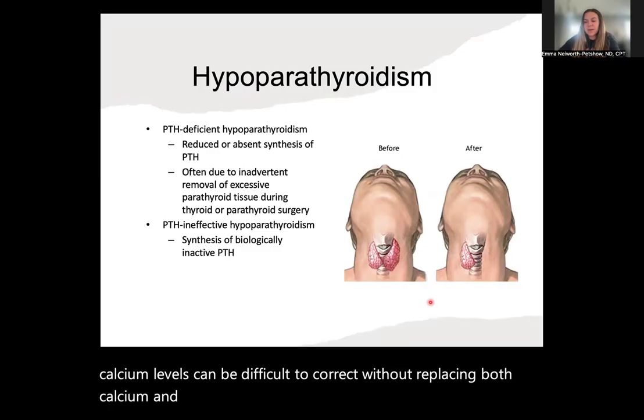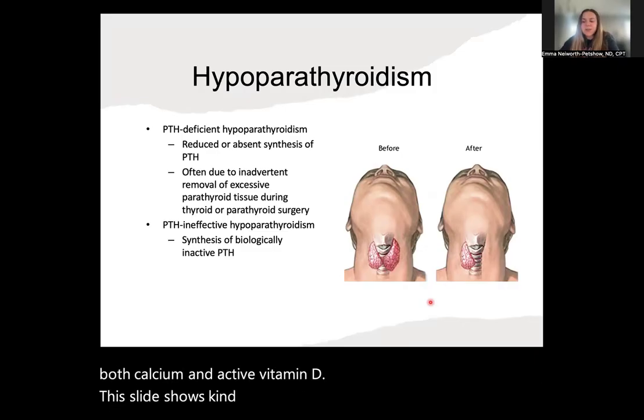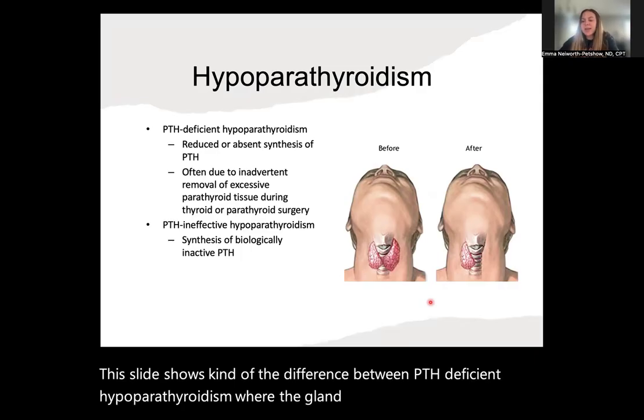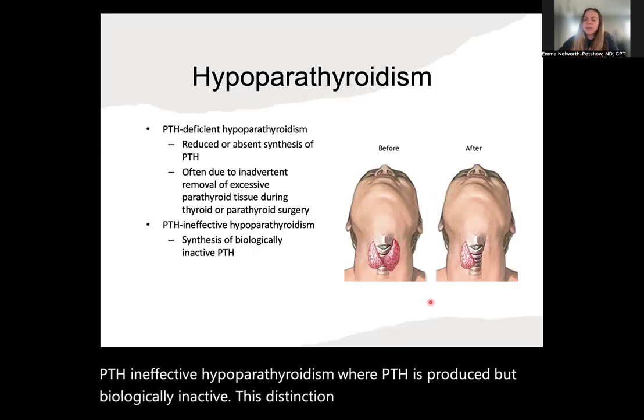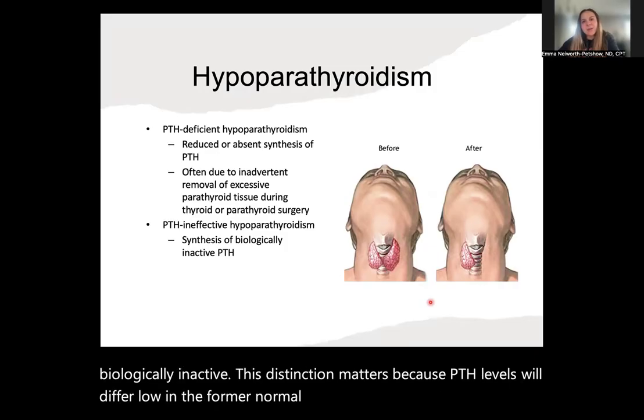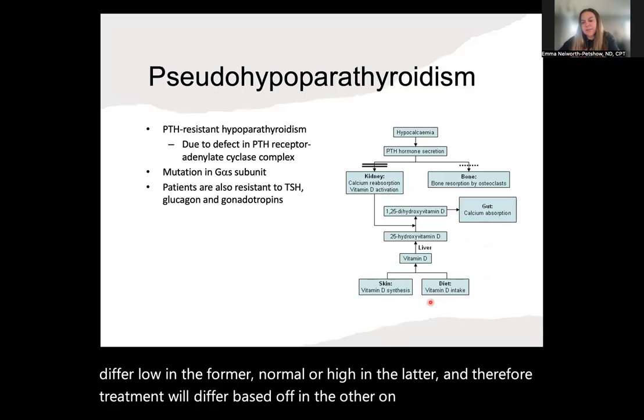D. This slide shows the difference between PTH deficient hypoparathyroidism, where the gland cannot produce PTH, and PTH ineffective hypoparathyroidism, where PTH is produced but biologically inactive. This distinction matters because PTH levels will differ, low in the former, normal or high in the latter, and therefore treatment will differ based on the underlying defect.